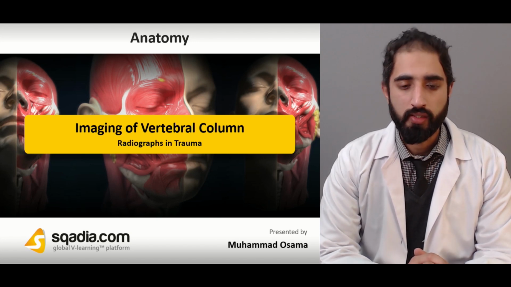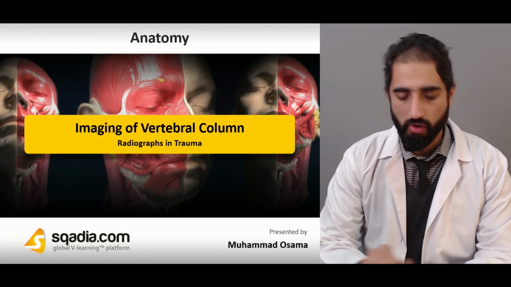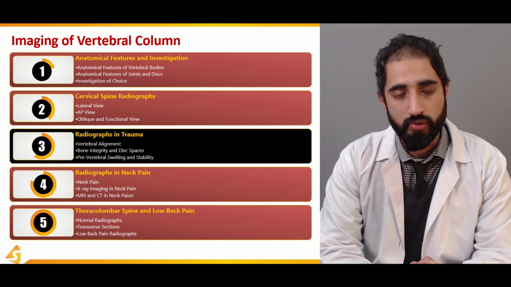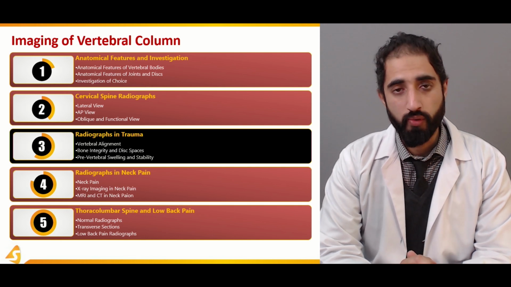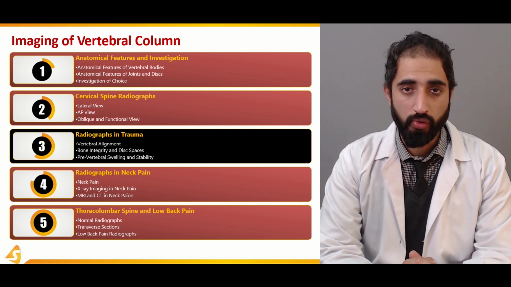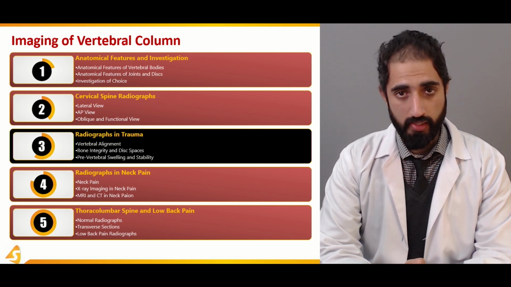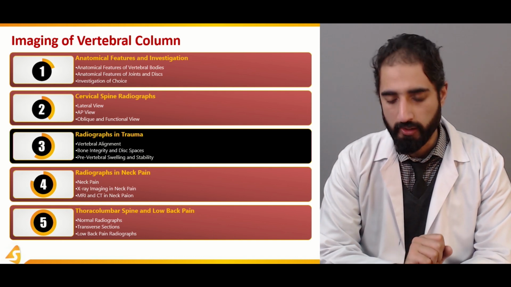And for that, we need to talk about the radiographs and imaging in trauma, and that is what this part of the lecture is all about. We're going to talk about the radiographs in trauma and the things to look for, such as vertebral alignment, bony integrity, disc spaces, prevertebral swelling, and stability.